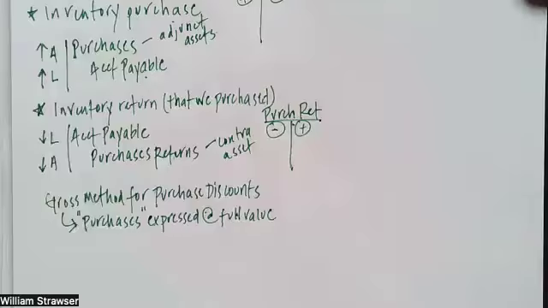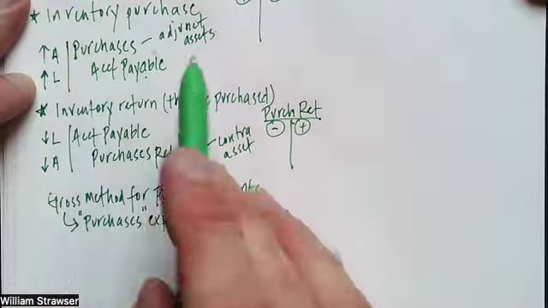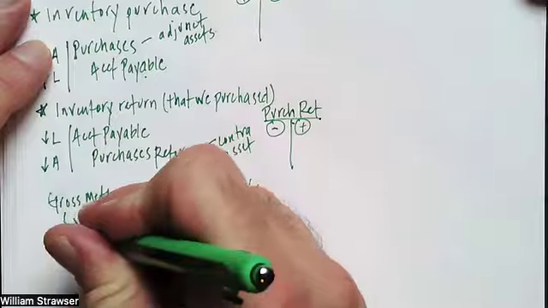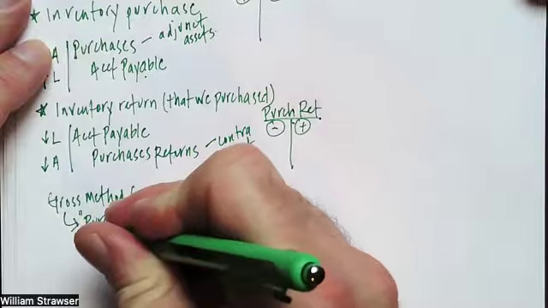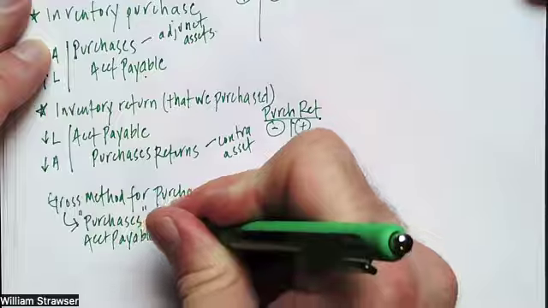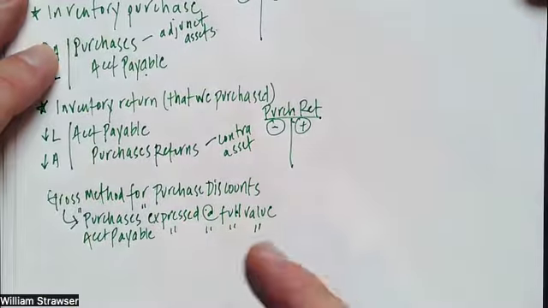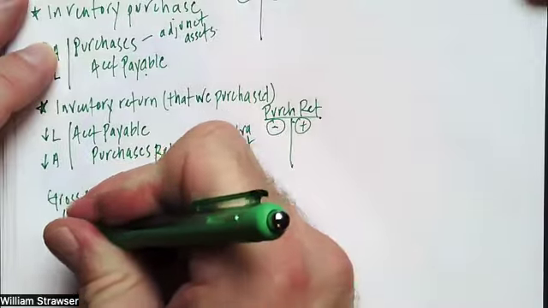we expressed accounts receivable at full price. We expressed sales revenue at full price. Well, in this case, for purchase discounts, the purchase account is expressed at full price, as is accounts payable. And then just do debit marks into here. So both of these get expressed at their full value.